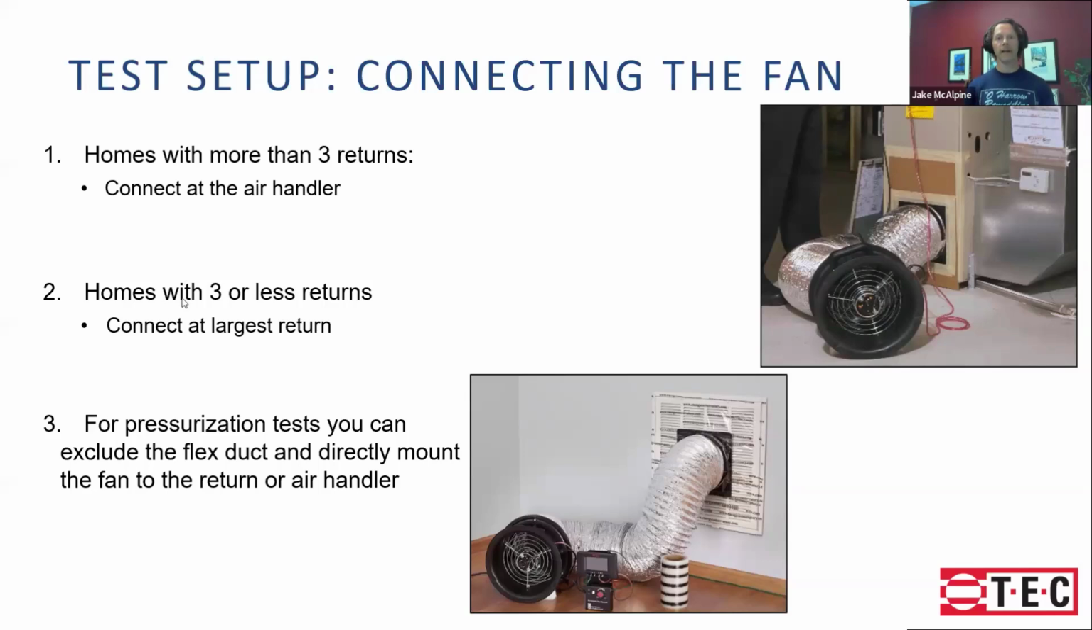If you're in a home that has 3 or less returns, those are much larger. They don't cause a restriction. You can go right to a return in that case and directly mount there. So in this case, that picture is showing the flex duct connecting and the duct mask being used to seal off the rest of the area around that register. So for pressurization tests, that's what these images show here. You have the flex duct that you can directly mount to, or you could take the fan, and the fan's light enough that it can be directly mounted in either of these situations. So you don't have to use the flex duct when you're doing a pressurization test.